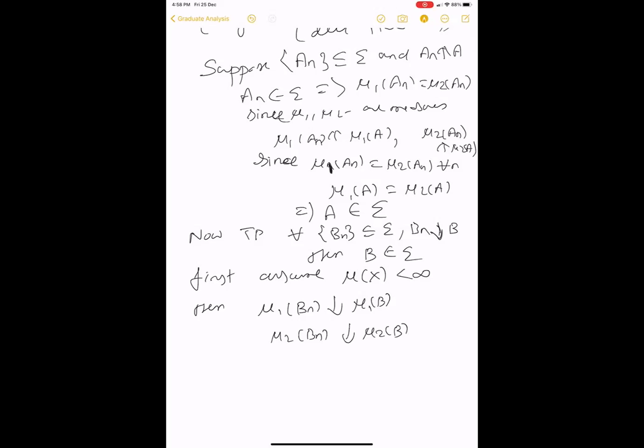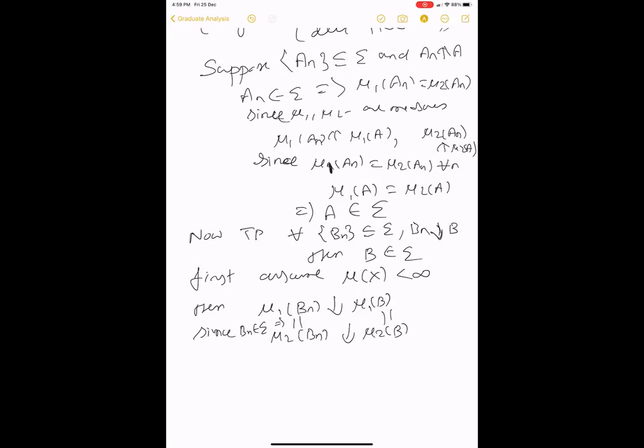And these two are equal because Bn is in E. They are equal, so this is also equal. So that is proved. So when it is finite, that is proved. It's the same as the increasing intersection, so I am not going through the argument.